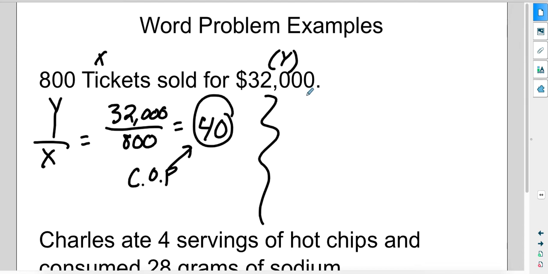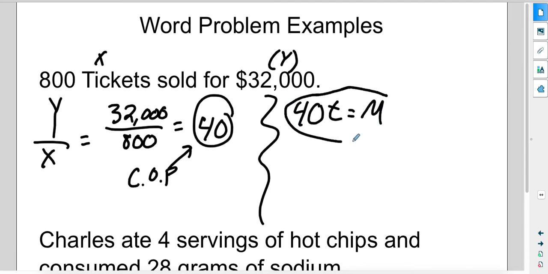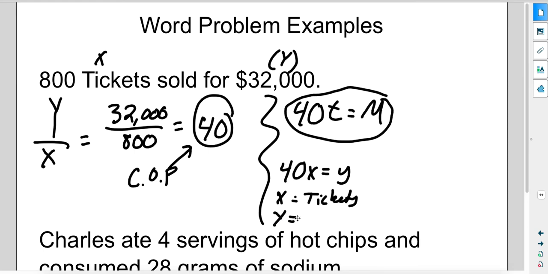Now, if I wanted to write an equation with this, I know that each ticket's $40, so 40 times the tickets we sell is equivalent to the amount of money we spend. So this would be okay for an equation, or I could say 40x equals y when x is the amount of tickets and y is equivalent to the amount of money we spend.